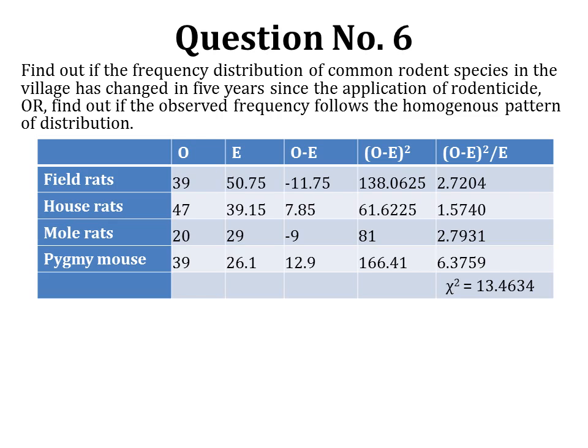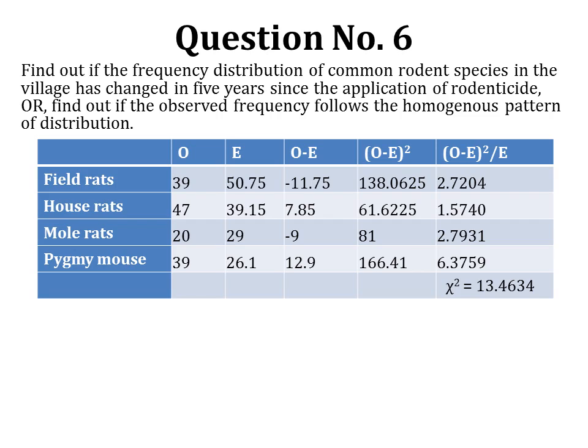Then in the last column, we divide the square of difference between observed and expected frequencies by the expected frequencies. So this is 138.0625 divided by 50.75, which are the values for field rats, and the answer is 2.7204. Then in the next row, which is about the house rats, we divide 61.6225 by 39.15, and we get the answer 1.5740.